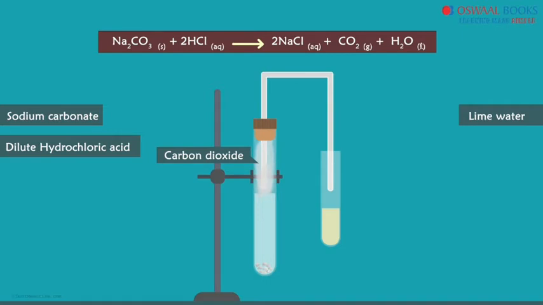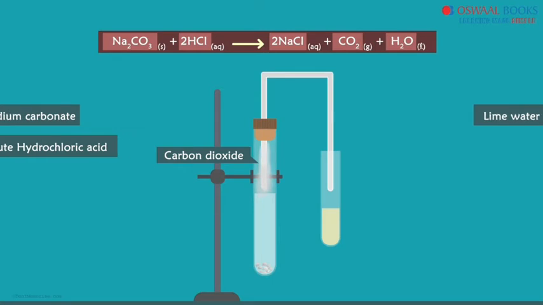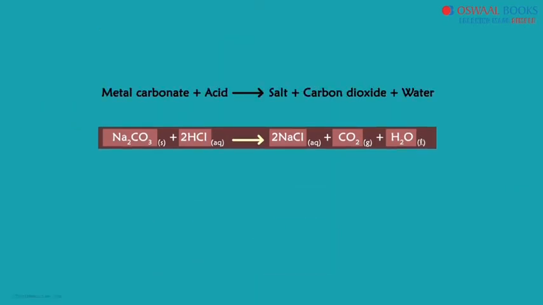How can we generalize this reaction? We can say that acids react with metal carbonate to give its respective salt, carbon dioxide and water. This is the general reaction of how acids react with metal carbonates.